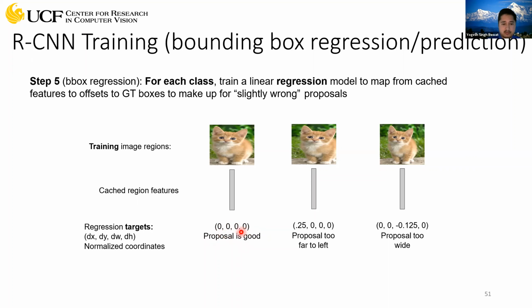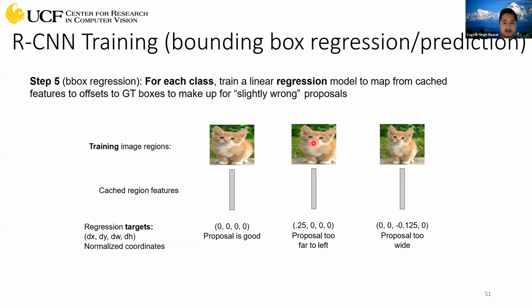So these four numbers are representing the displacement in X direction, the displacement in Y direction, and the displacement in the height and the width, right? So these are the four numbers. In this case, you don't need any adjustment. All of these are 0.